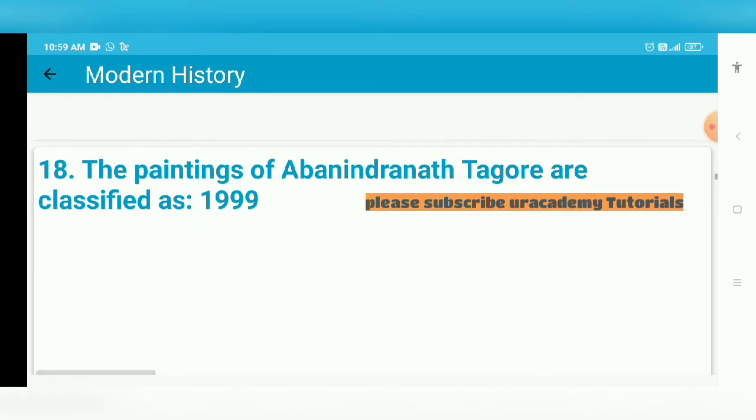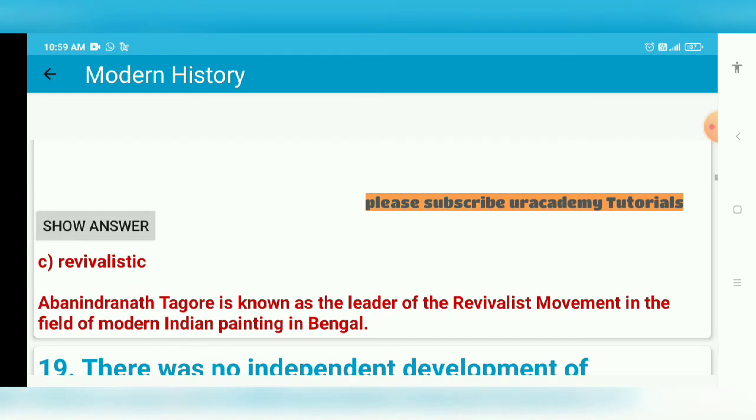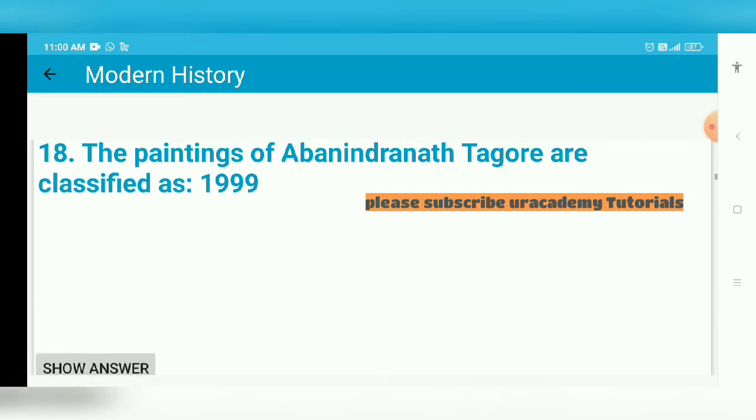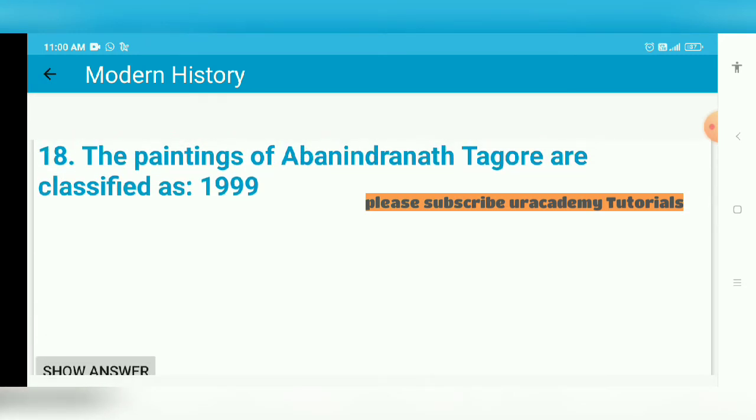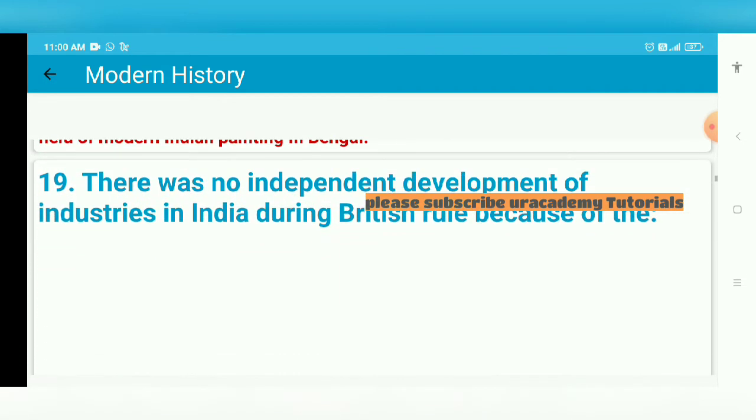The painting of Rabindranath Tagore was classified as revivalist. Rabindranath was a good painter and writer. He is known as the leader of the revivalist movement in the field of modern Indian paintings. Revivalism means reviving the past, giving new life to the past. That's why he was known as a revivalist, one who revives the culture of painting in India and gives it life.